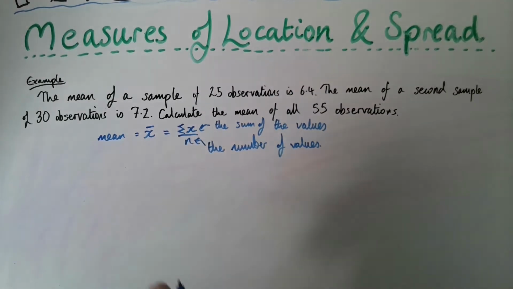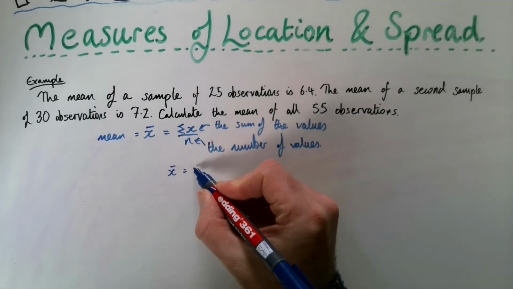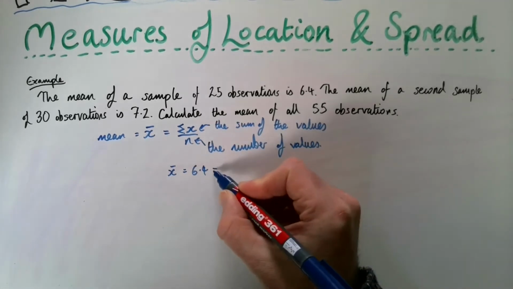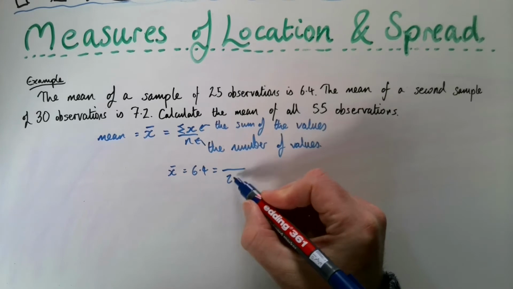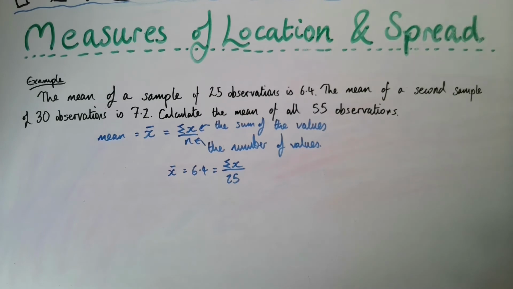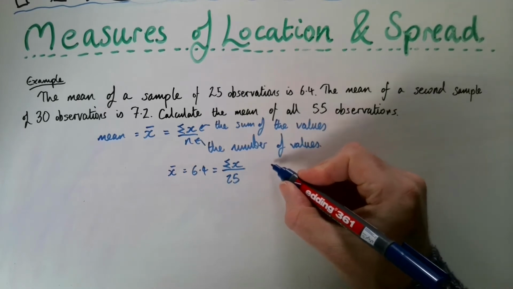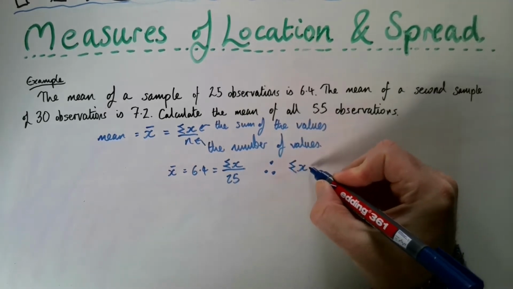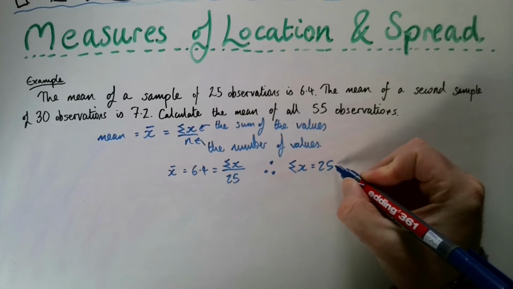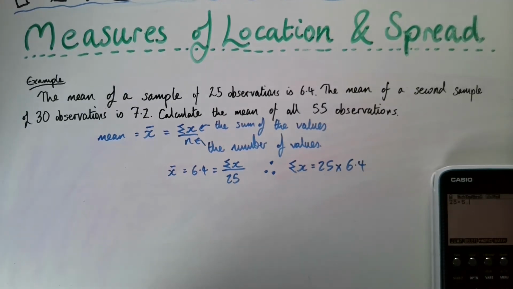So what we've got is we're being told that the mean is 6.4. We know that we've got 25 observations, but we don't know what the sum of x is, what the sum of all the observations are. But we can do that by multiplying by 25. So I can say the sum of my x's is going to be 25 times 6.4, which is 160.